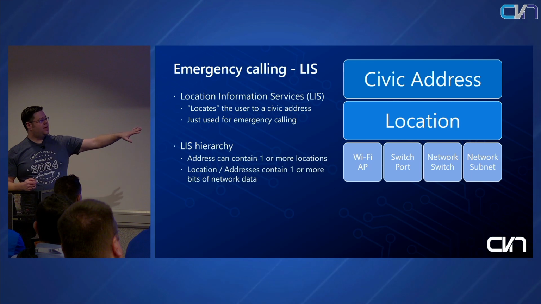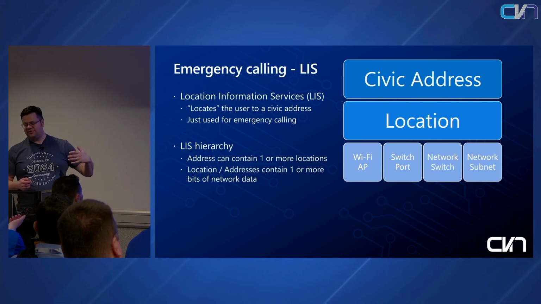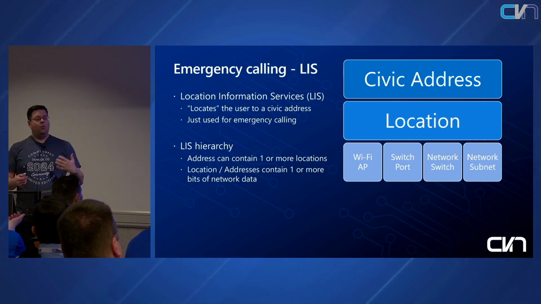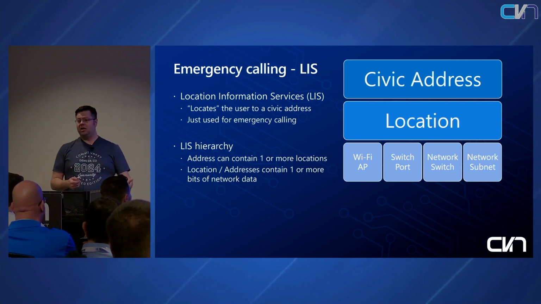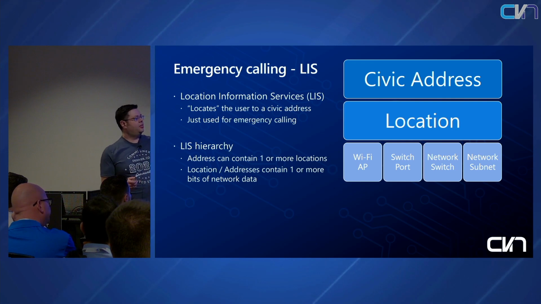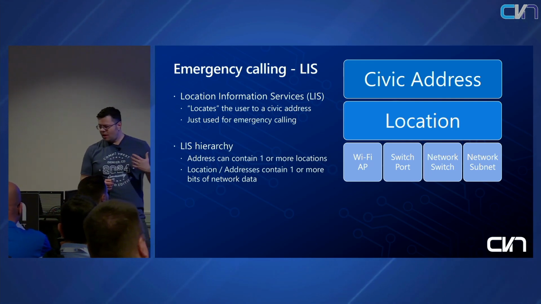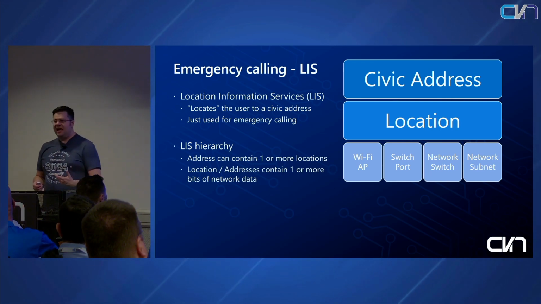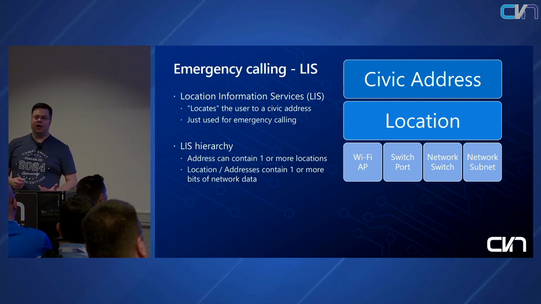The stuff at the bottom there is how we can then identify automatically which of these addresses or places we are associated with. So first up, we have the Wi-Fi access point. That is done using the BSSID of the access point that you're connected to.